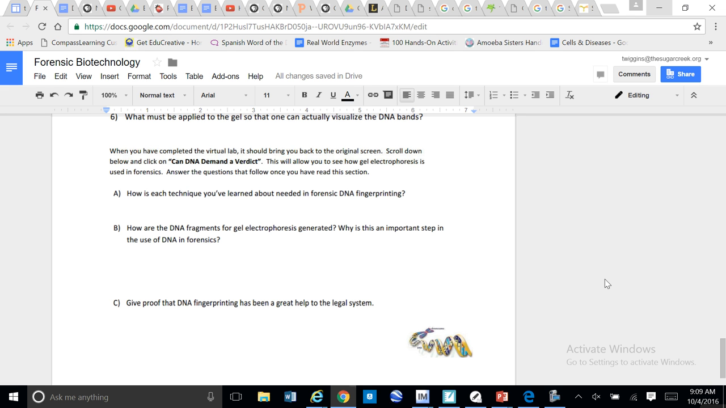Genetic testing. Are we genetic testing in forensics? No, maybe sometimes depending on the case, but what are we mainly looking for? The body identification. So each technique you've learned about forensic DNA printing, it helps to identify individuals, suspects and victims.